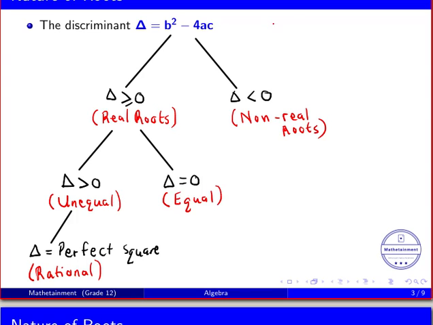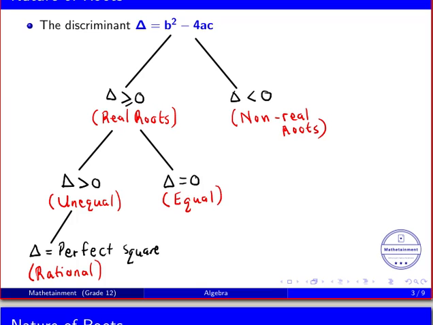So now, that's a very nice diagram there. Let me repeat explaining this again. You have your discriminant. It can either be non-negative, which is greater than or equal to 0, or it can be negative, which is less than 0. If it's non-negative, then you have real roots, you know that. If it's negative, you have non-real roots.